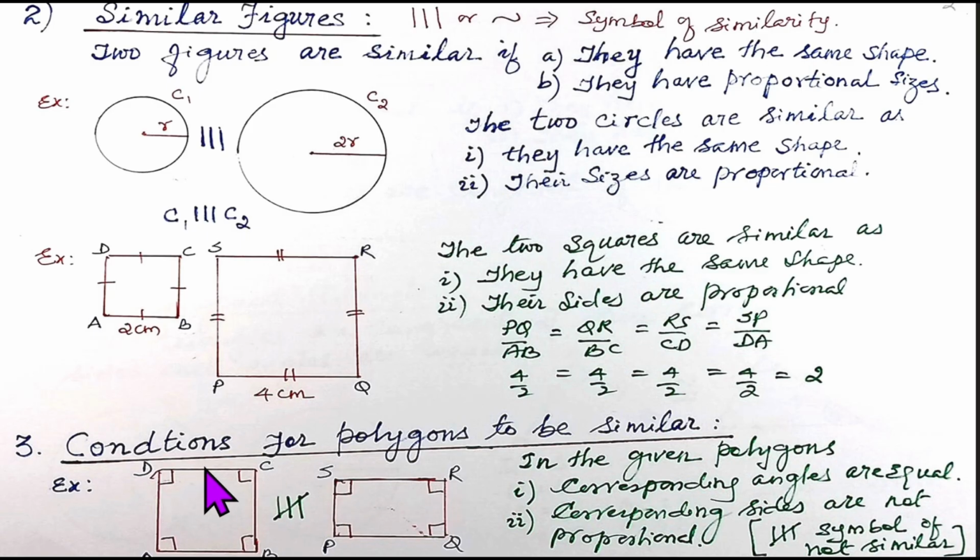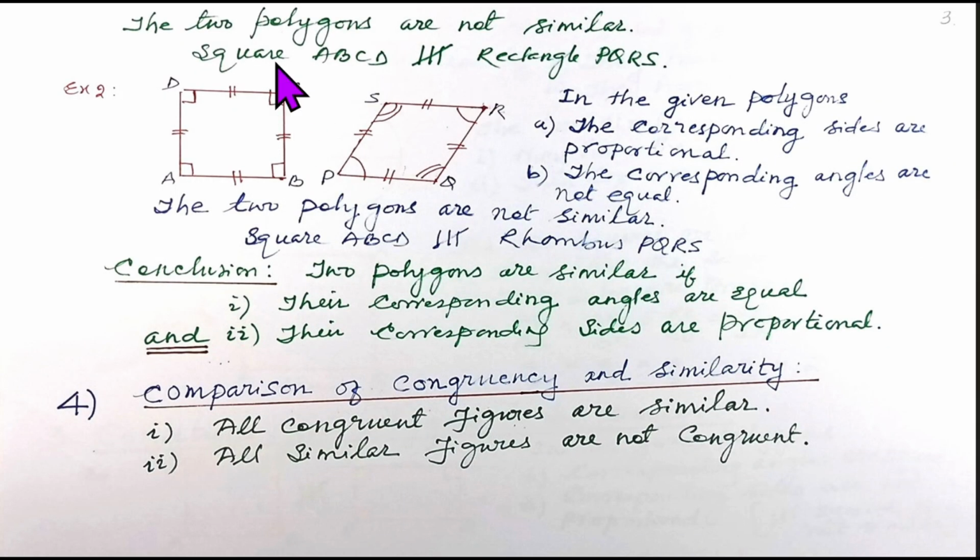But the corresponding sides are not proportional. If I take the ratio of the corresponding sides, they are not proportional, that is, they don't have the same ratio. Therefore these two figures or polygons are not similar. So this is the symbol of non-similarity, whereas the symbol of similarity is just three vertical lines. Remember that. Now the conclusion is the two polygons are not similar because their corresponding sides are not proportional, although their corresponding angles are equal.